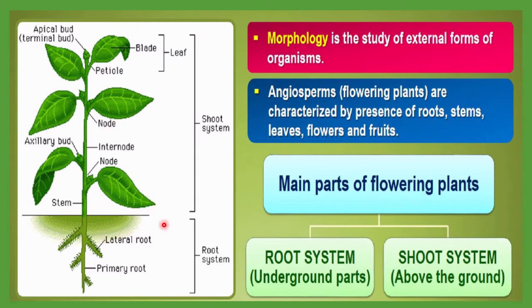You can observe that there is a root system, the underground root system, and an above-ground shoot system. You know very well any plant has two portions, shoot system and root system. In the root system you can see primary roots, lateral roots and all the structures. Then in the shoot system, the stem, the nodes, then internodes, axillary buds, then petiole, blade, the apical bud, and the leaf. All these structures you can observe from the outside, the external form.